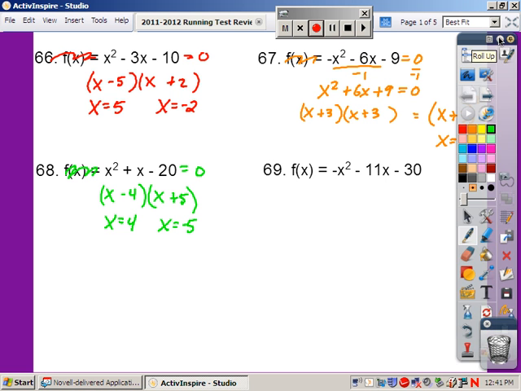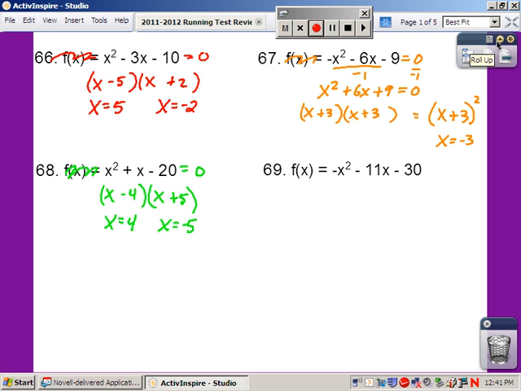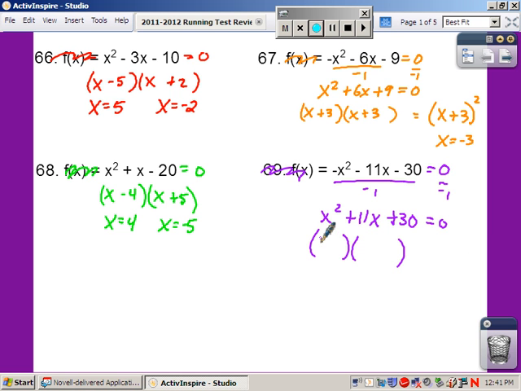And the last one is very much like number 67. Because again, we have that negative that should go away. So divide it all by a negative 1. We've got x squared plus 11x plus 30 equals 0. So we split it into two factors, x and x. Two numbers that multiply to give 30 and add to give 11.